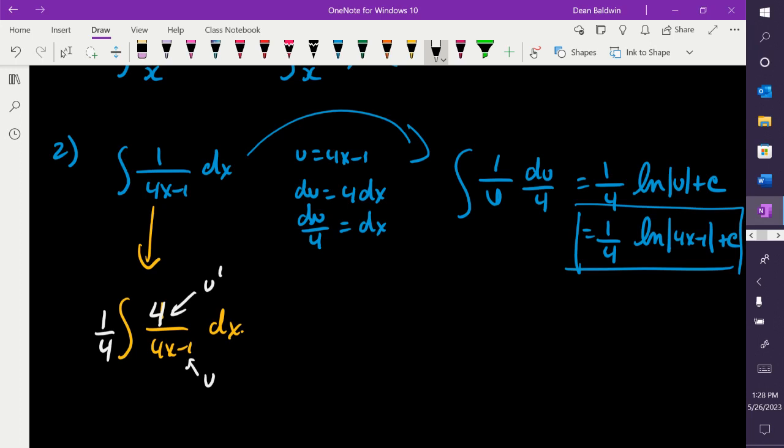It'll be faster because you don't have to do the u substitution. Look, you can do u substitution every single time. Just do that. It'll work. But when you get better, you can do this. So when you do enough of them, I can put a 4 there as long as I put a quarter there.